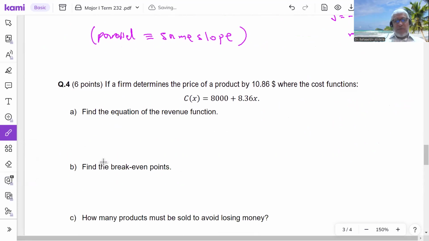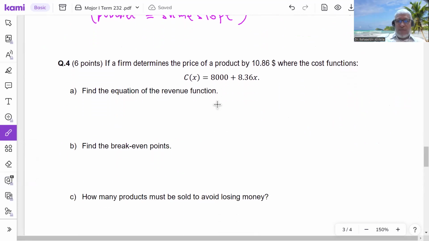If a firm determines the price of a product by 10.86, so this is the price that they are going to sell the product with, where this is the cost function, find the equation of the revenue. Well, how to find the revenue function? We call it R(x). It is the selling price, which is in this case 10.86 times x. Well, x is the number of units sold. So if you are going to sell 100 units, you will get 10.86 times 100.